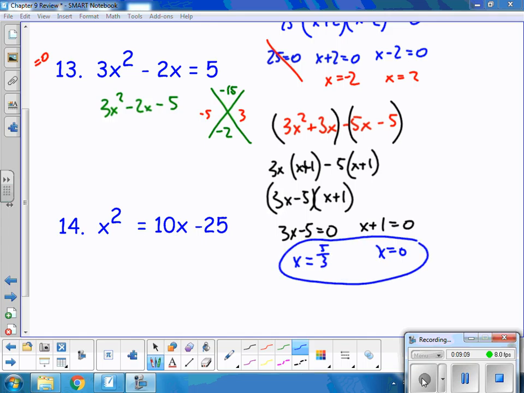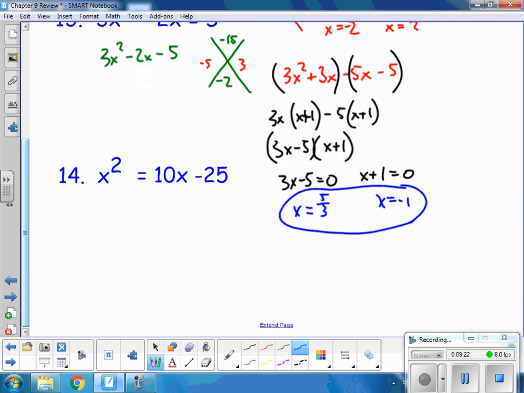So my two solutions for that are x equals 5/3 and x equals not 0. That is so not true. Not true, not true.